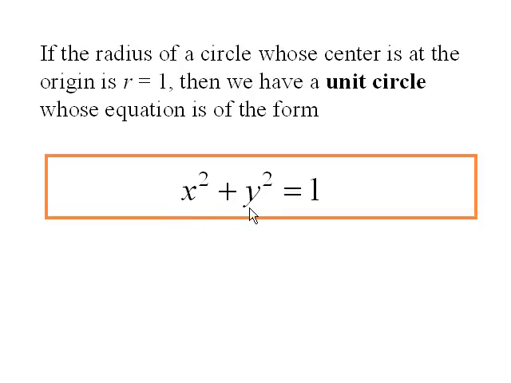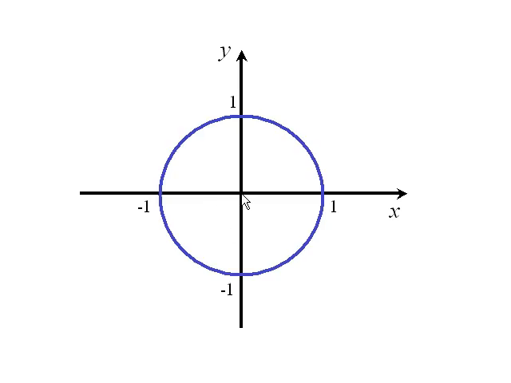Then x squared plus y squared is r squared, that's 1. And this is a particular circle. This is a circle with radius 1 and center 0, 0. That's the unit circle. Let's draw that by the recipe. Radius 1, so 1 unit east, west, north, and south.